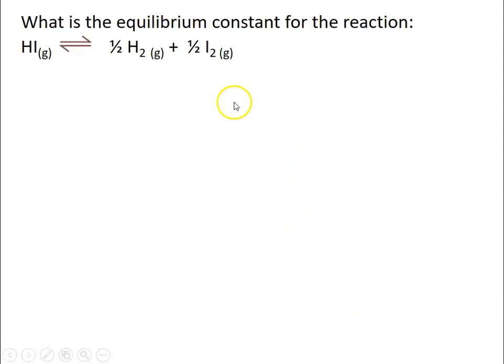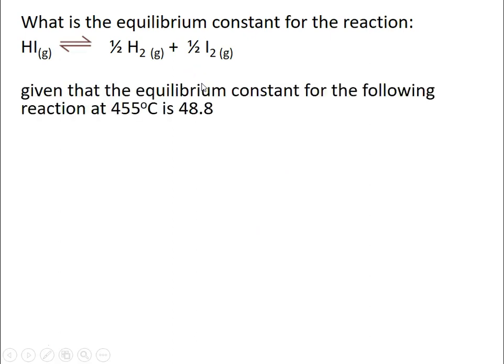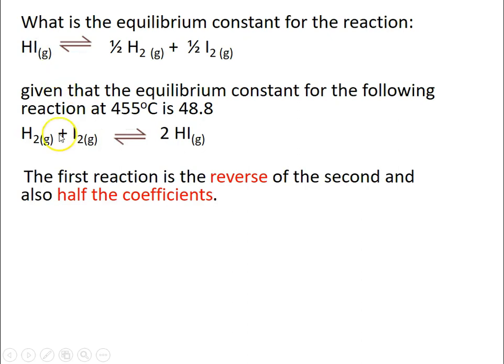Alright, what is the equilibrium constant for this reaction? Given that the equilibrium constant for the reaction at 455 is 488, so the equilibrium constant for this reaction. So have a look at it and work out what's the difference between this one and that one. So hopefully you'll just see that it's the reverse, and it's also double. Oh, sorry, this is the original one, so this is half.